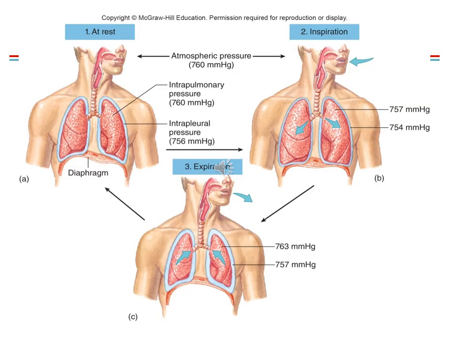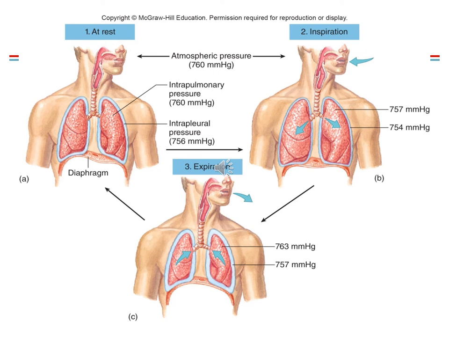In the same note, you can see the lungs, number one, at rest, where we have the atmospheric pressure that is 760 millimeters of mercury, the intrapulmonary pressure that is the same, and the intrapleural pressure that is a little below, because the intrapleural pressure is always less than the intra-alveolar or the atmospheric pressure, regardless of any scenario.